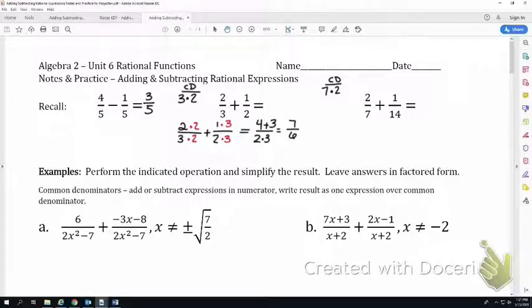So whenever I apply my common denominator, do I have to do anything to this second fraction? No, it's already set up. It's good to go. So I'm going to have that as 1 over 7 times 2. What is the first fraction missing?